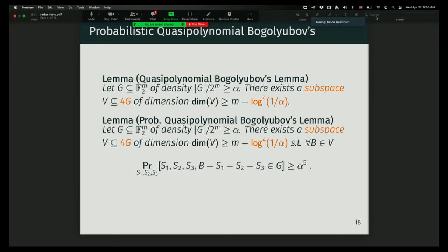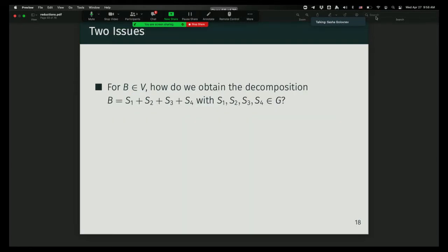Okay, so that's how we handle the first issue. We can efficiently write every B in V as a sum of 4 good matrices just by a probabilistic version of Bogolyubov's lemma. Okay?